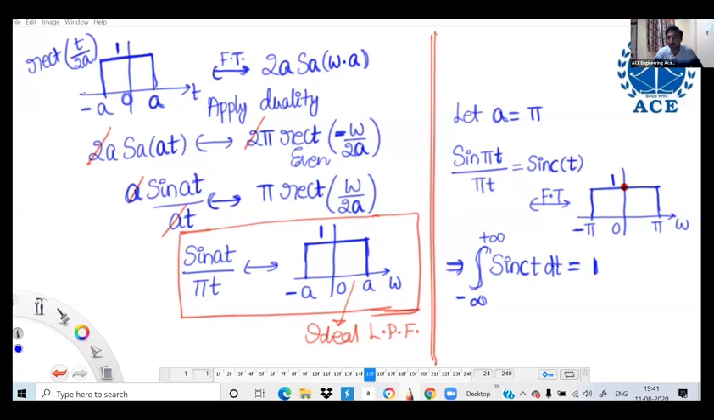We learned yesterday that area under the signal means spectrum at origin, not area under the rectangle. Spectrum at origin. Spectrum at origin is 1.